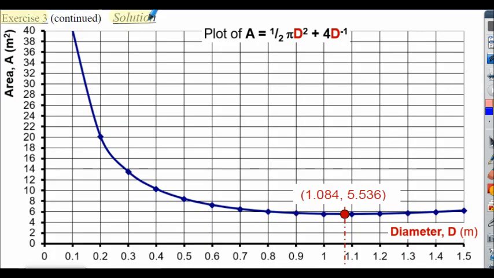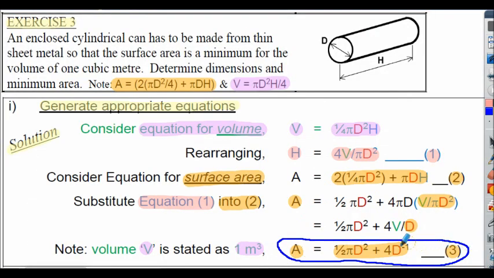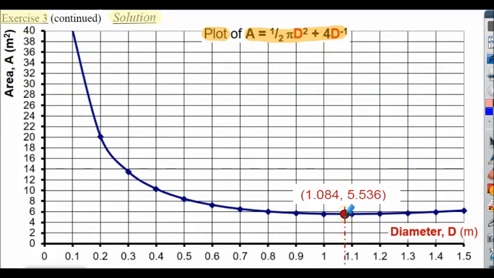Exercise 3, solution continued. Here's a plot of the equation for surface area, equation 3 shown on this slide, and a minimum value appears to occur here on the curve where the diameter is 1.084 meters, reading on the horizontal axis, and the area in meters squared on the vertical axis is 5.536, so reading horizontally across in this location. So we can clearly see this turning point is a minimum.